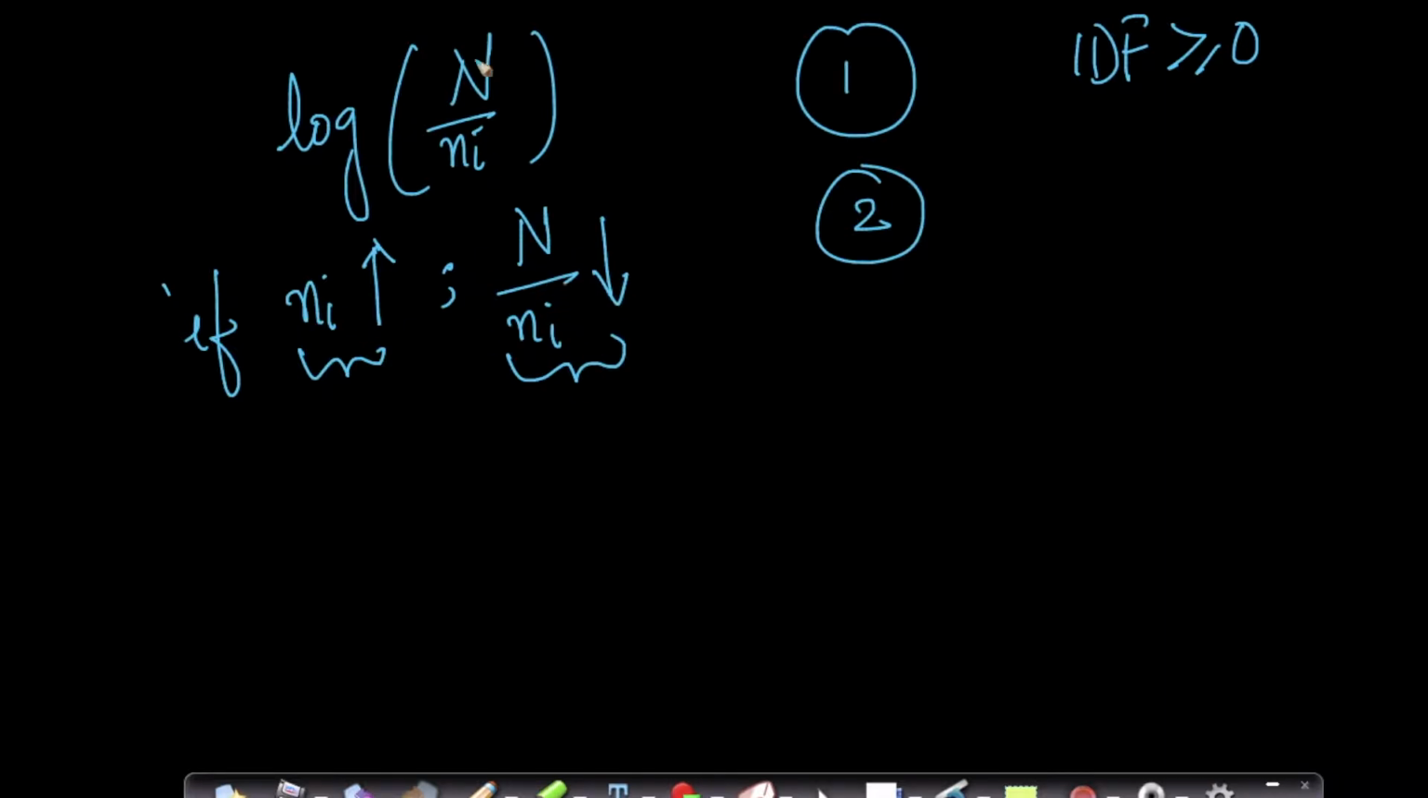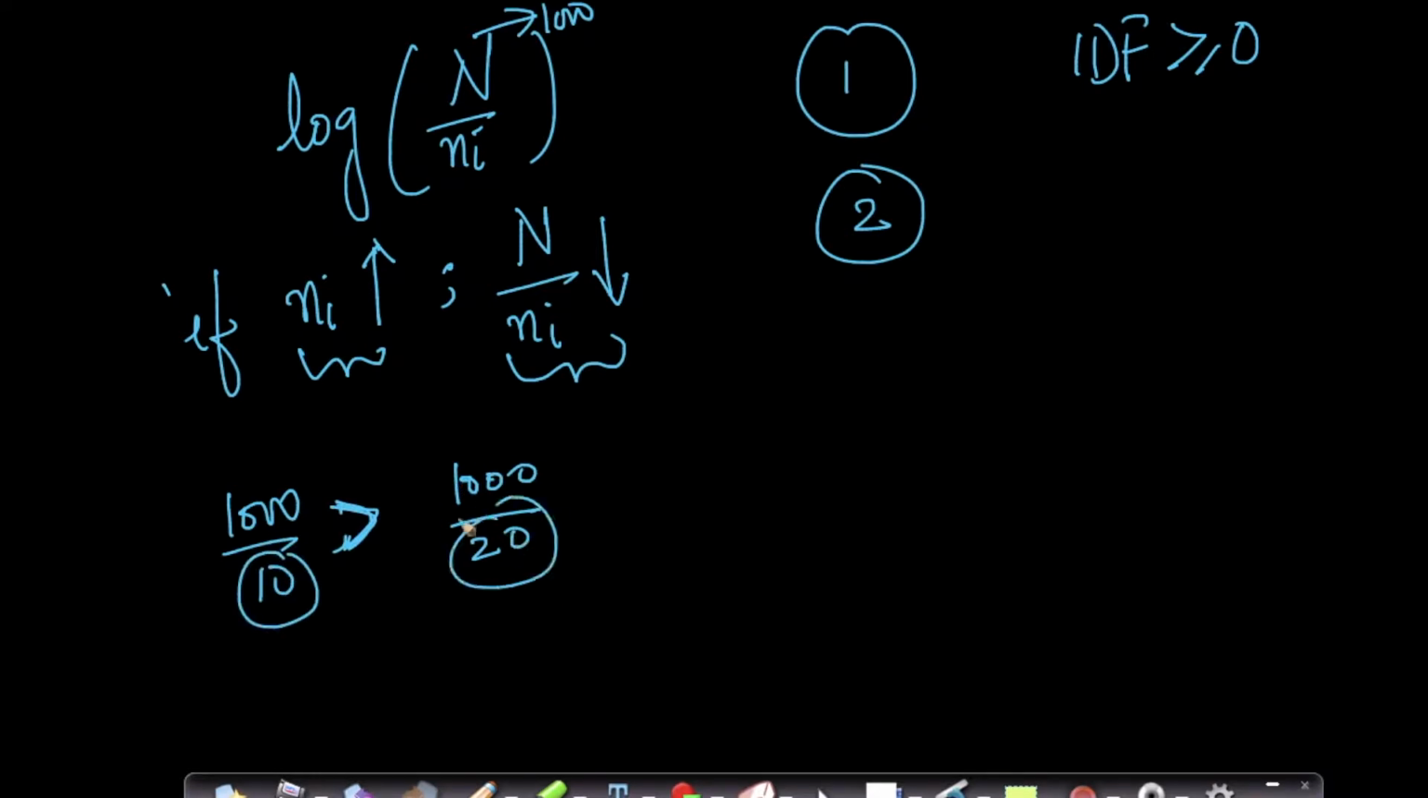Simple. Let's assume N is 1000. If Ni is, let's say, 10, is 1000 by 10 greater or 1000 by 20 greater? 1000 by 10 is greater than 1000 by 20, right? So as the denominator increases, this whole thing decreases. If N by Ni decreases, then log of N by Ni also decreases.